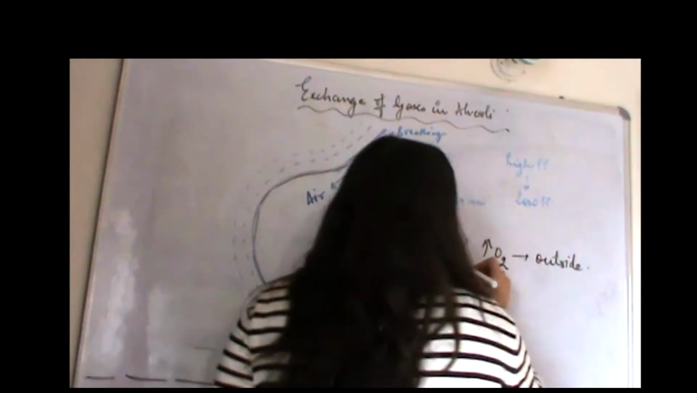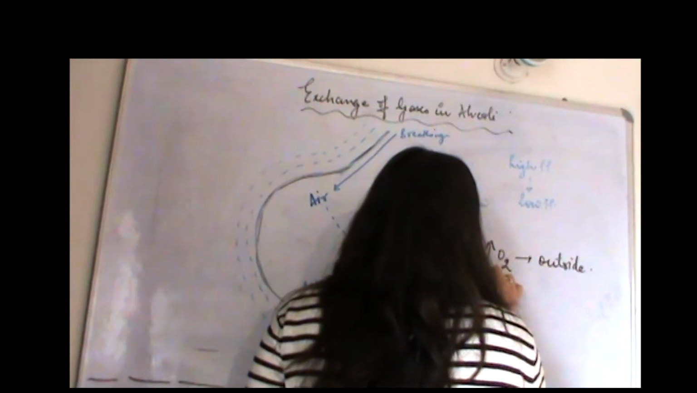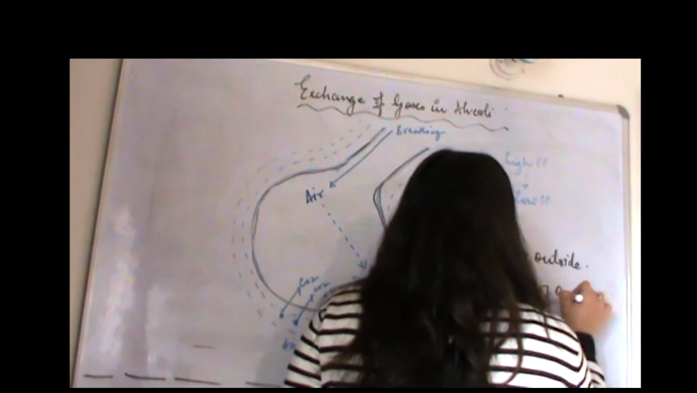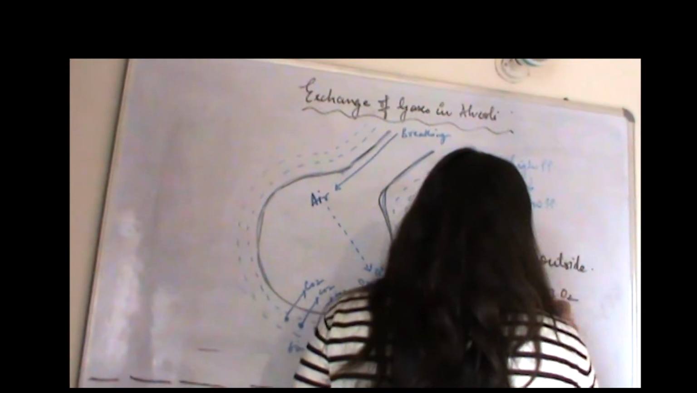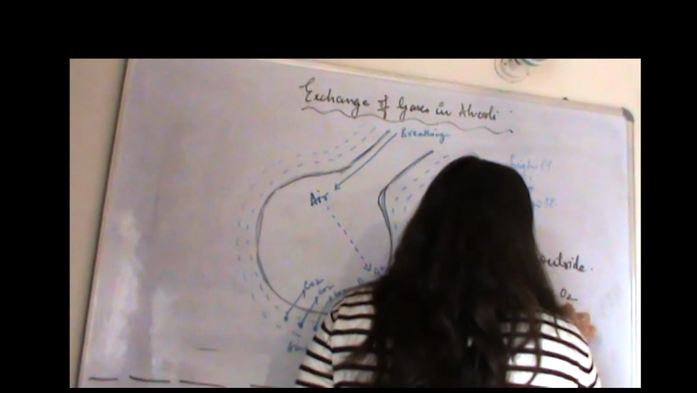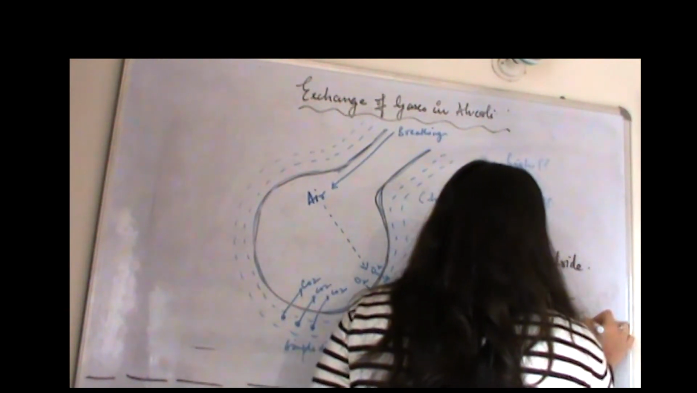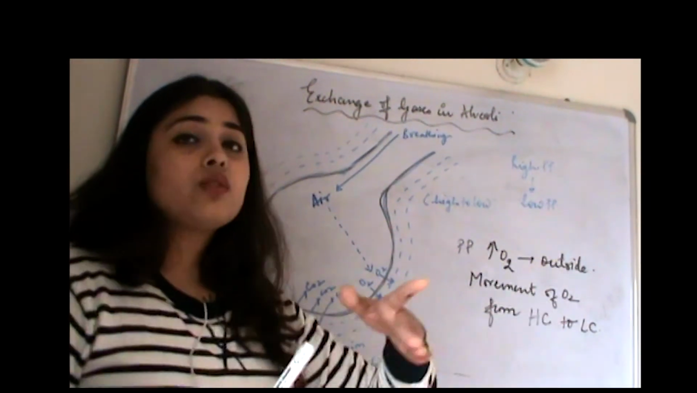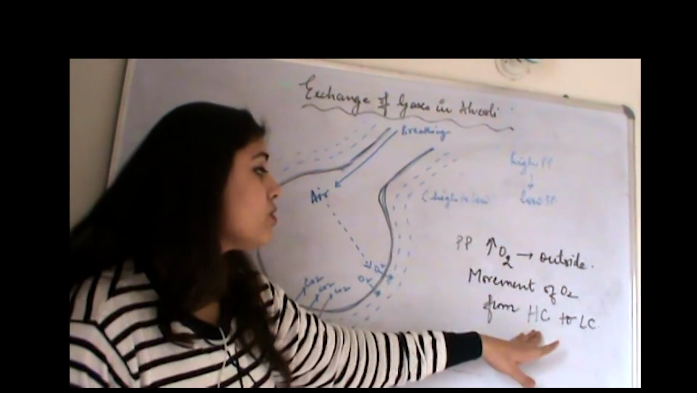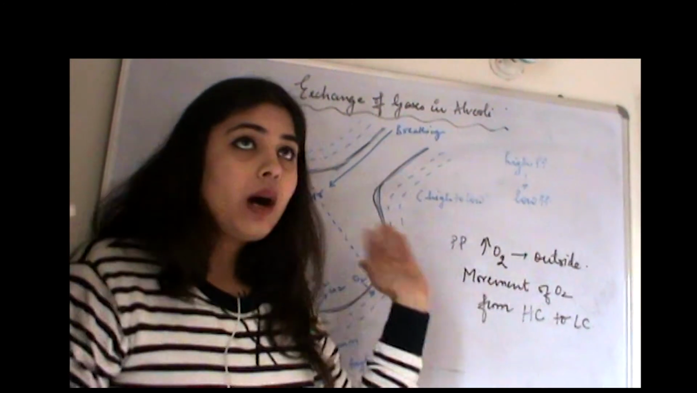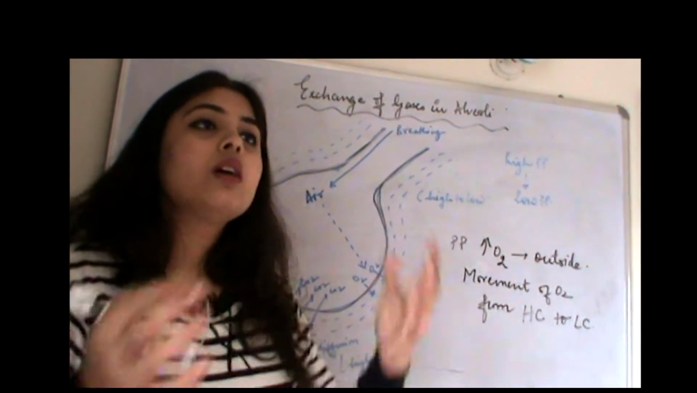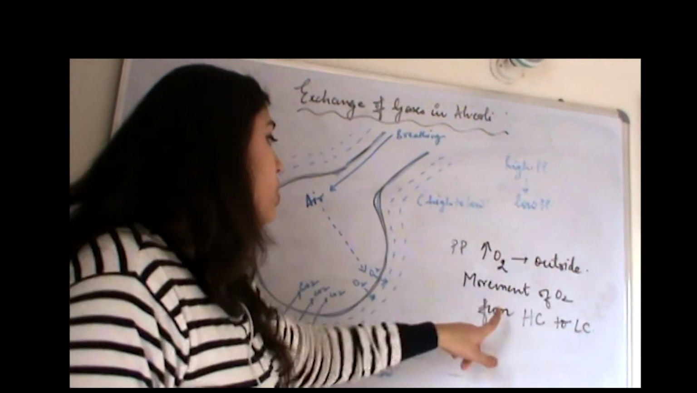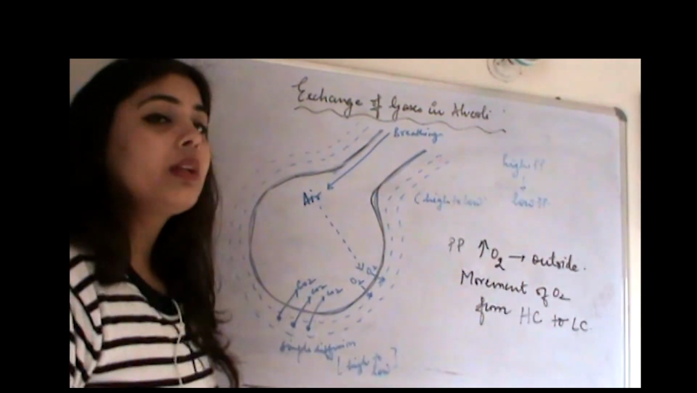Now this is happening due to the movement of oxygen from a high concentration area to a low concentration area. High concentration means where the partial pressure of oxygen is more. If the partial pressure outside is more, where will oxygen go? From outside to inside, it will go.